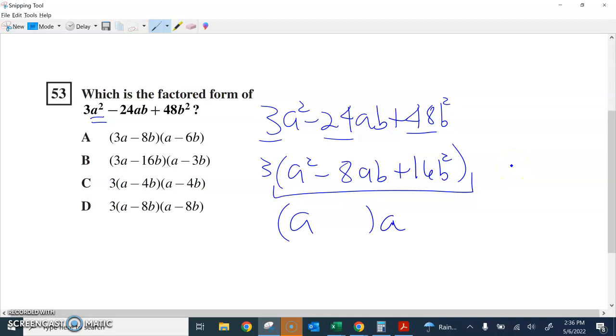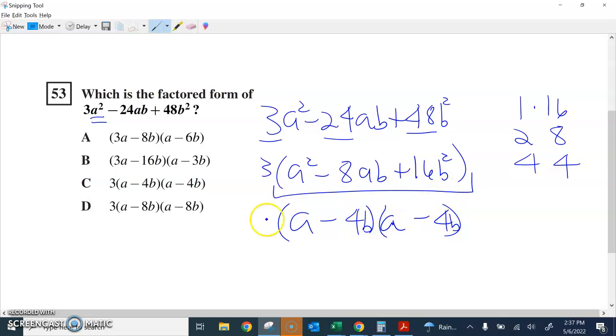So numbers that multiply to 16 are 1 and 16, but they don't add up or subtract to 8. 2 and 8 multiply to 16, but there's no way to get 8 from them. But 4 and 4 multiply to 16 and add up to 8, but they're both negative, so it's got to be like that. And a -4 times a -4 gives you the 16, but also it's got to have the b in there, doesn't it? So we got to put the b in as well, so you get the b squared.